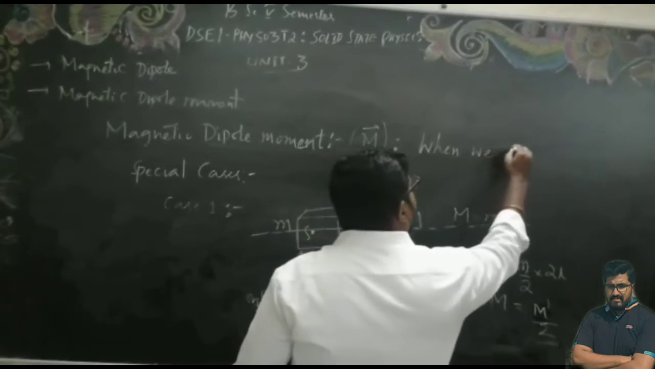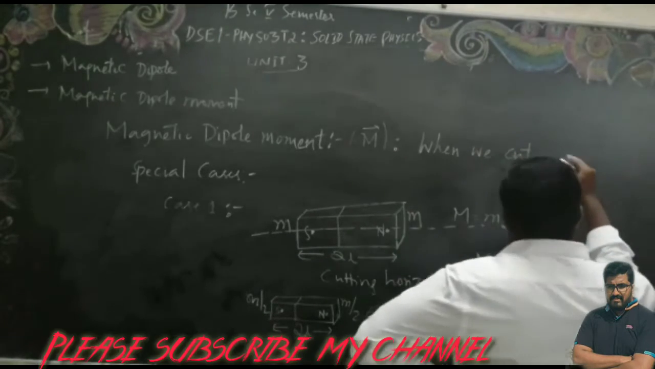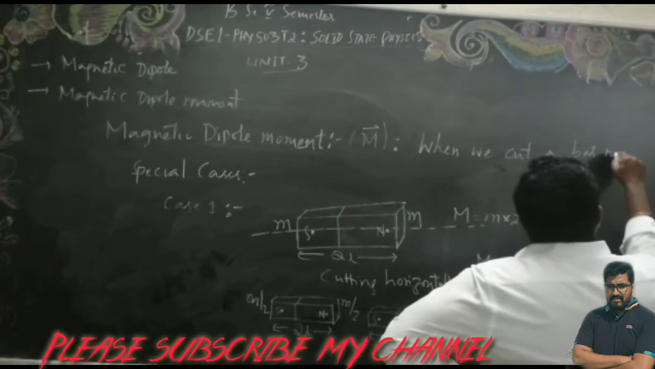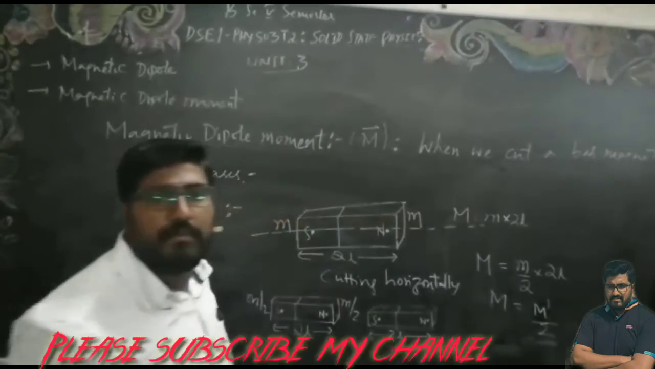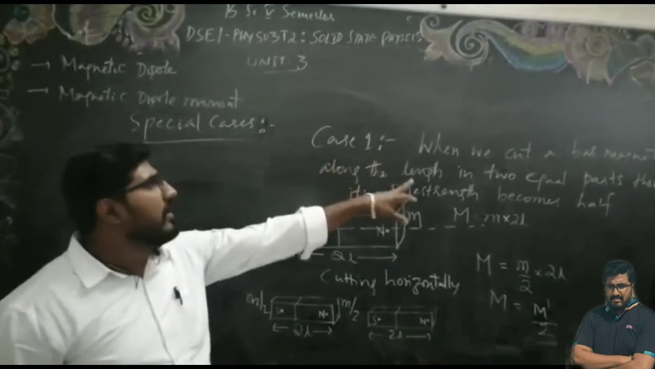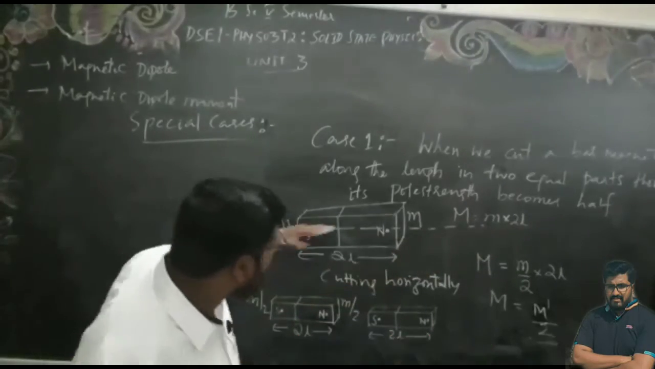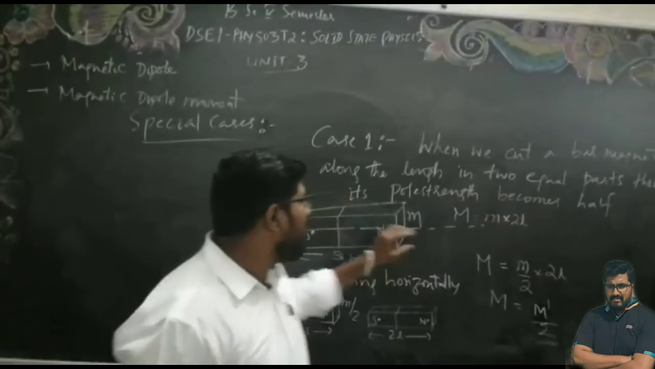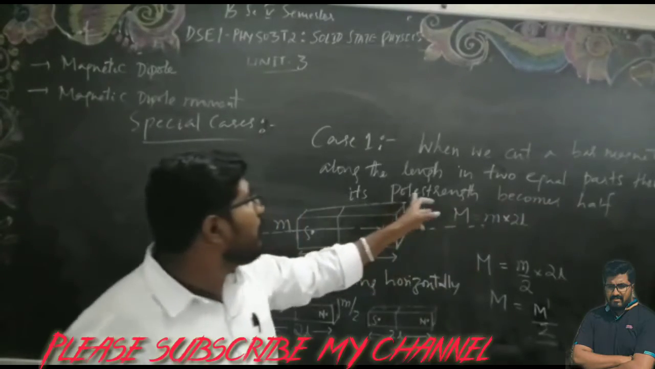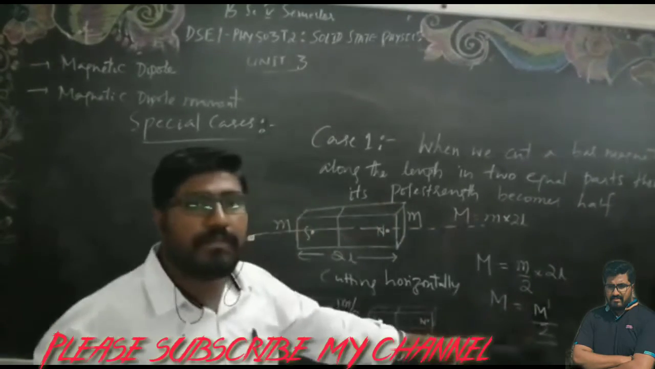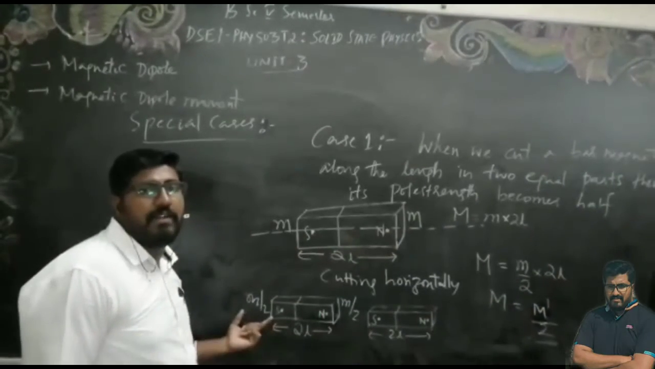This is our case 1. When we cut a bar magnet along the length, in two equal parts, then its pole strength becomes half. That means the pole strength is going to become half because the area is half.